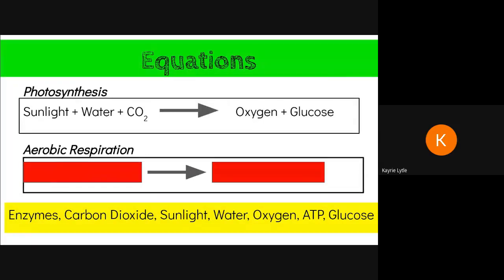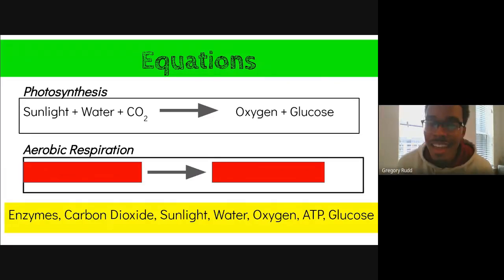Enzymes. Carbon dioxide. Okay, all three of those? Well, we can say enzymes. Yes, we can say enzymes, but it does not use ATP. It produces ATP, and it does not use carbon dioxide. It produces carbon dioxide, but what does it actually use?